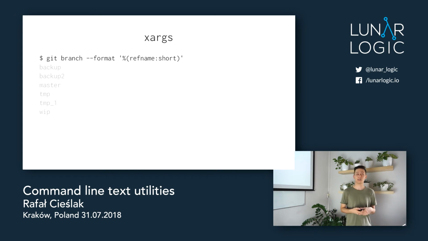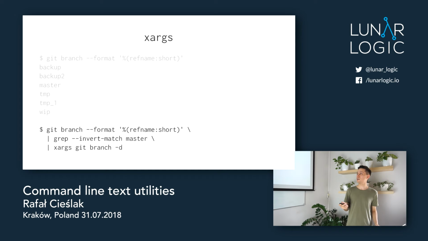Another example is that if I have a mess in my Git repo and I wanted to remove all branches which are not called master, then I could do this. So first I list all the branches, then I tell grep to match all the lines which don't include the string master in them, and then for each line, which means really each branch, I'm going to run git branch delete.